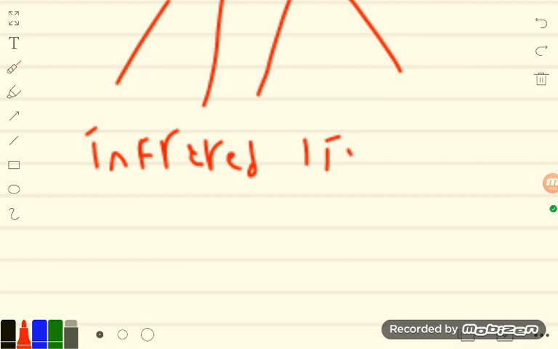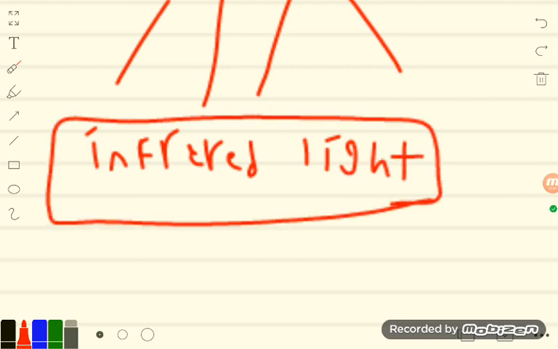Infrared light. You might have heard of it before, maybe in science class, but infrared light is a type of wavelength as well. It has, I think, a very small wavelength, and it is kind of the hot part of light. You think light is just the brightness? No, light also has some heat.